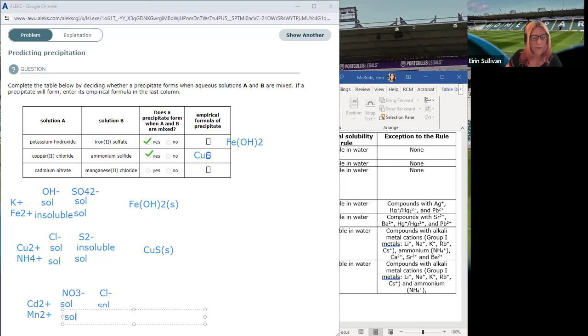Therefore, if I mix cadmium nitrate and manganese 2 chloride together, I start out with a solution of cadmium 2 plus, nitrate NO3 minus, manganese 2 plus, and chloride Cl minus. When I mix them together, I still have a mixture of cadmium 2 plus, the nitrate ion, manganese 2 plus, and the chloride ion. So there's been no net change. When there is no precipitation reaction, you start with a mixture of ions and you end up with a mixture of the same ions. So there is no net chemical change, and that is all that's happening.